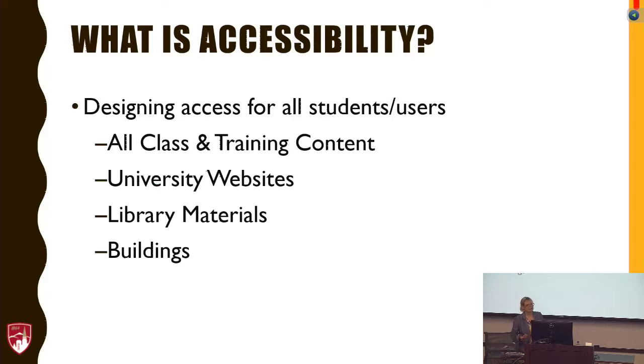So, what is accessibility? It's designing access for materials, websites, anything that you use in the classroom, but also anything that the library is using so that it's accessible for all students, users. So class and training content for the students who are taking it. University websites, library materials, building spaces. All of this, you probably know, we're required to do.